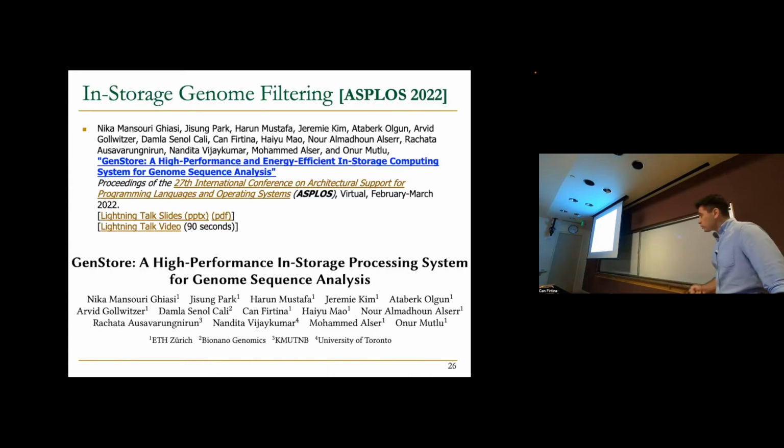GenStore is another work which was presented in ASPLOS this year. In GenStore, we observed that we don't really have to move the data that frequently from the storage systems to memory, because most of the data can be processed within the SSD itself. So we developed a hardware design for quickly identifying the similarities or dissimilarities between the sequences and the reference genome without moving the data, which reduces the data movement cost a lot, and eventually improves the performance of the applications that use sequence alignment.